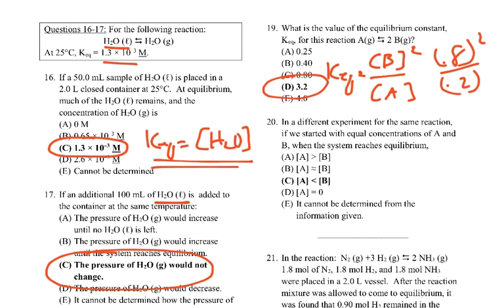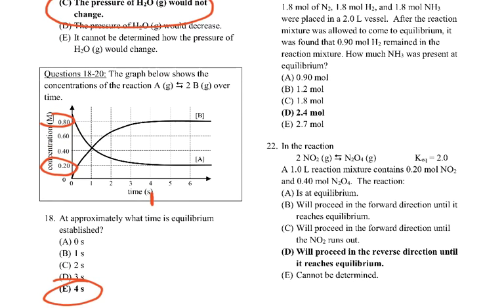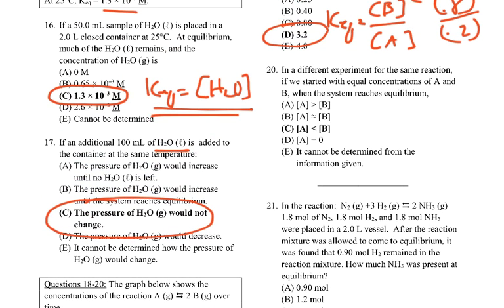In a different experiment for the same reaction, if we started with equal concentrations of A and B when the system reached equilibrium, well, we already can see that we're going to have more B than we have A when we reach equilibrium. The idea is that this is product favored. If it's product favored in this situation, it's going to be product favored in other situations. So it's still true that the concentration of B is going to be greater than the concentration of A. We get to the same equilibrium no matter how we start. We start with all A, all B, equal amounts of A or B. We still end up being product favored.